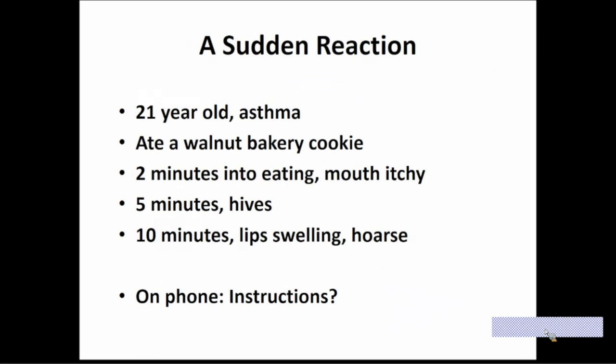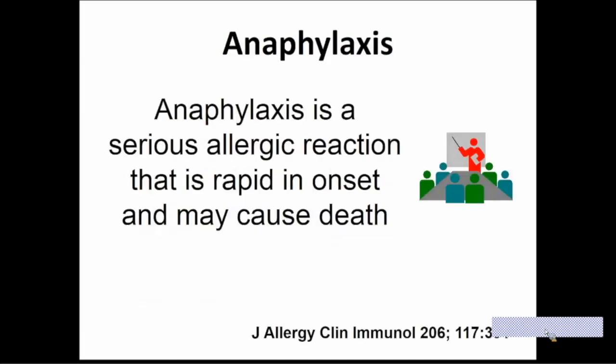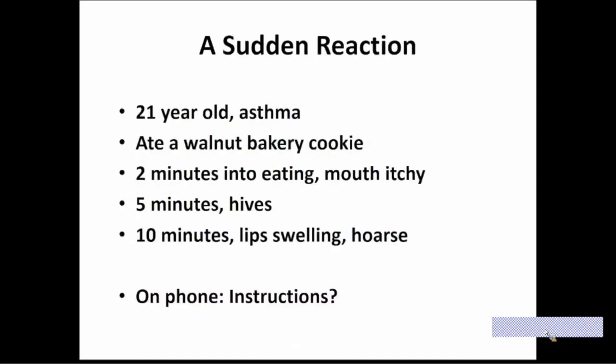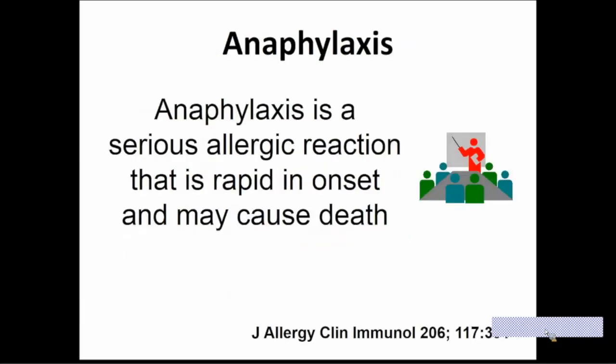And so this includes the eosinophilic gut diseases and also atopic dermatitis or eczema. So let's consider a typical patient allergic response, like what I get a telephone call about. This is a 21-year-old who has asthma. They ate a walnut bakery cookie. 2 minutes into eating it, their mouth is itchy. 5 minutes later, they have hives. 10 minutes later, the lips are swollen, they're hoarse. If they call you on the phone, you'd be saying, get to an emergency room because you're probably having an anaphylactic reaction. So after things have settled down, we're going to consider how you diagnose what caused that reaction. But just off the bat, thinking about what was eaten here, what do you think the reaction was caused by? Walnuts, because that would be a common allergen that would cause severe reactions.